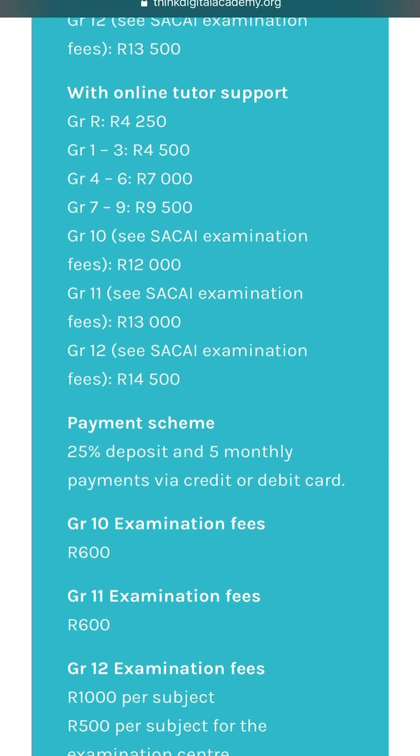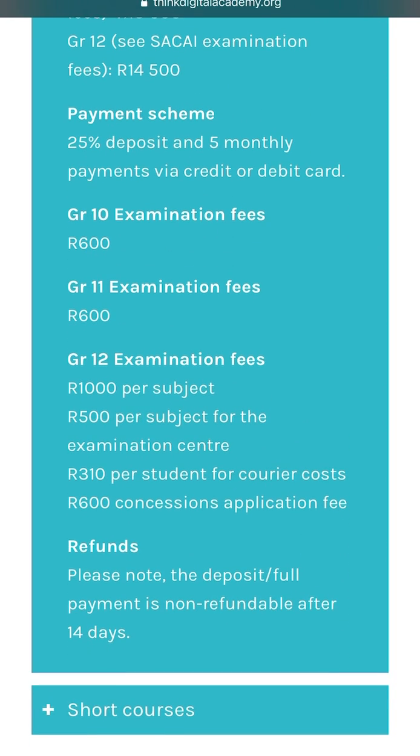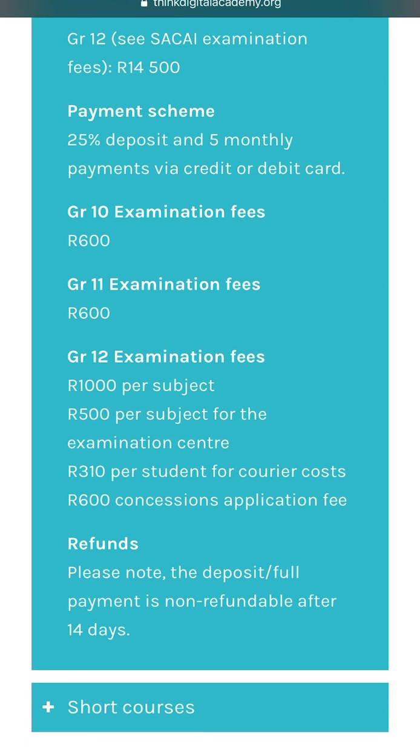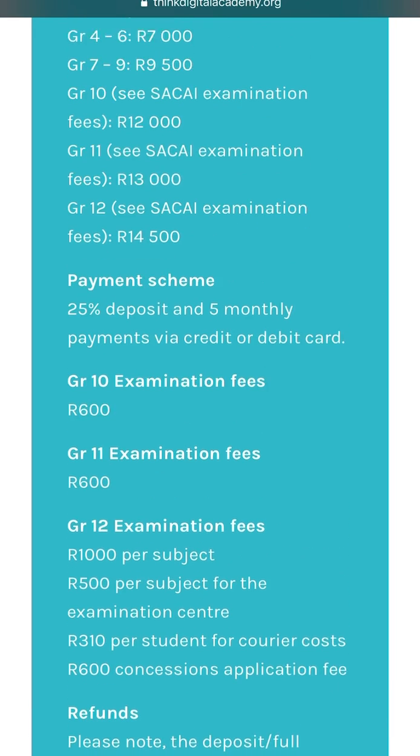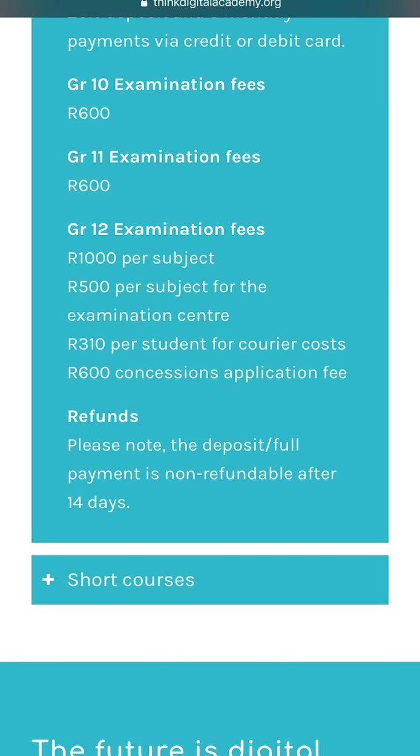If I just scroll down over here, let's imagine we have a child that wants online support. They're in grade 8. Their annual fees are going to be 9,500 Rand a year. And look at the payment scheme over here. It's obviously not broken up per month. You are supposed to pay a 25% deposit up front, and then the next 5 months you pay the rest that is owed. So you don't pay month to month, you pay 25% up front and then you pay month to month. But I mean, when you take the annual fee, it's really, really not bad. And here, of course, are the exit examination fees that I spoke about with grade 10, 11 and 12.